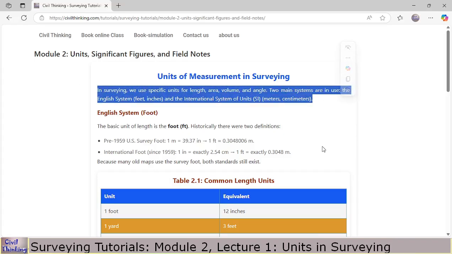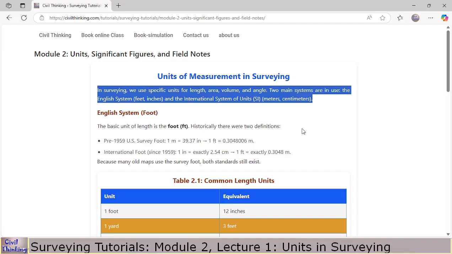As you can read, in surveying we use specific units for length, area, volume, and angle. Two main systems are in use: the English system and the international system. In surveying we often use both. In the English system we use feet or inches for length, and in the international system, or SI system, we represent lengths in meters or centimeters.